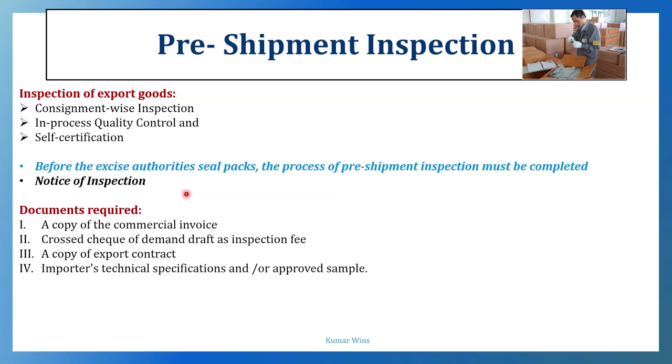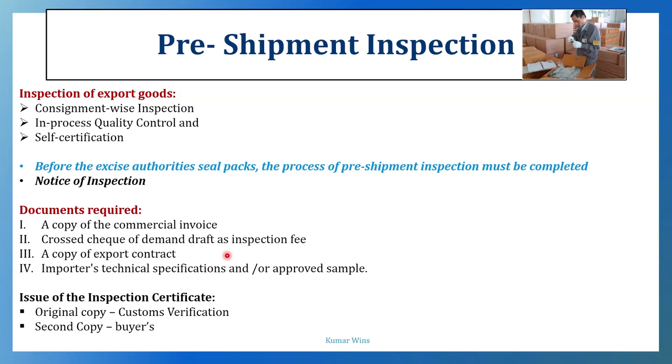And after the inspector has completed inspection, the export inspection agency will issue the inspection certificate. The inspection certificate is issued in triplicate. The original copy is for the customs verification, so it will go to the customs authorities, and this original copy is submitted to the customs authorities along with other documents before permission is granted for shipping the goods. The second copy is sent to the buyer, and the third copy is for the exporter's record.